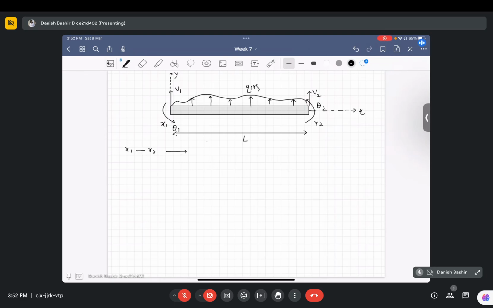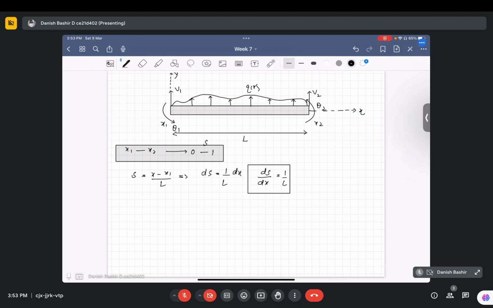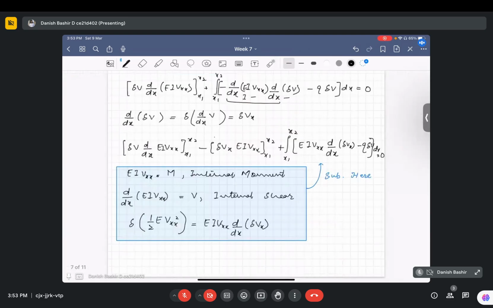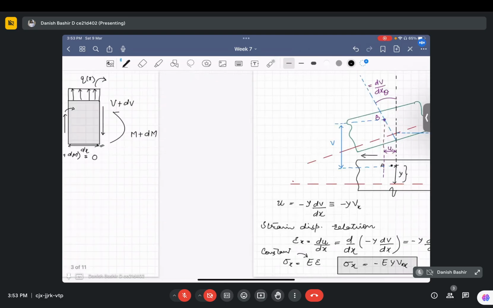Again, in the last class I told you we have to change the coordinates. So our coordinates from x1 to x2 we will change to an s coordinate system, which varies from 0 to 1, because it's helpful in integration later on, numerical integration. So if we do this interpolation, we will get s equal to x minus x1 divided by L. If we differentiate it, we will get ds equal to 1 by L dx, and ds by dx equal to 1 by L because we require it later on.